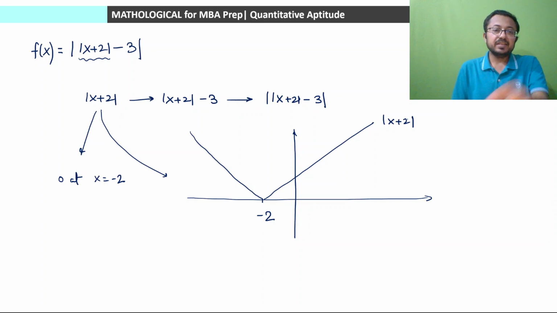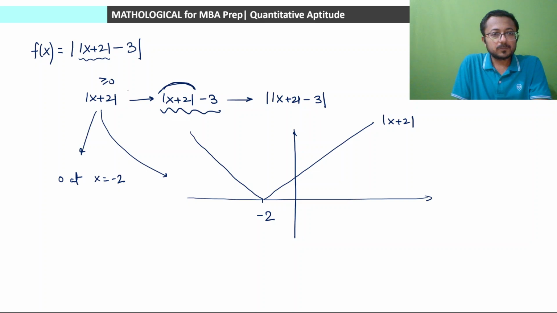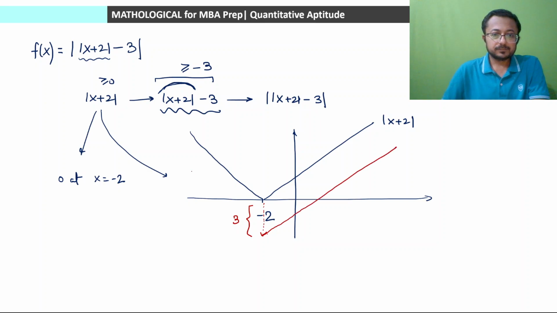Now we have to subtract 3 from mod of x plus 2. Now since we are subtracting 3 from the output, mod of x plus 2 is always greater than or equal to 0. So mod of x plus 2 minus 3, we are subtracting 3 from all the values. So this whole expression mod of x plus 2 minus 3, this will be greater than or equal to minus 3. सारी values 3 से subtract हो जाएंगे. So whole graph will be shifting downwards by 3 units. So this will be the new graph.